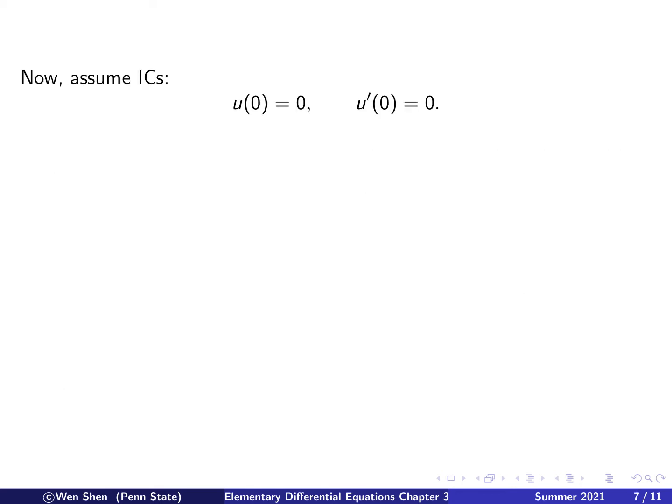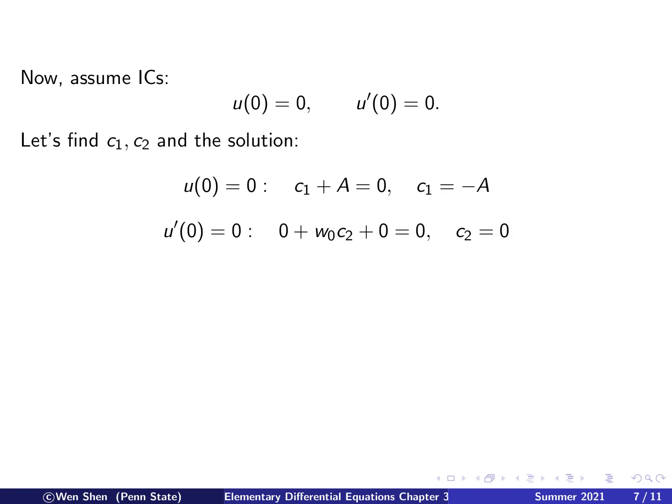Now let's consider an example for a special initial condition. So assume the initial condition is u at 0 equals 0 and u prime at 0 equals 0. What does it mean? Well, that means initially your system is at equilibrium and not moving. And then a force is applied to the spring and the system will start to move purely as a response to the force term.